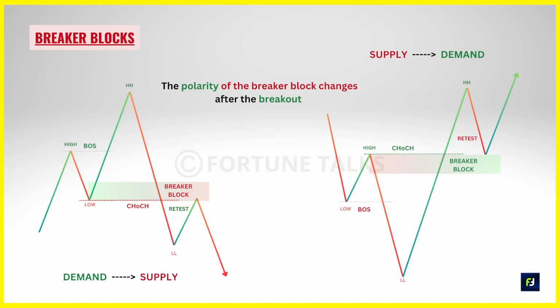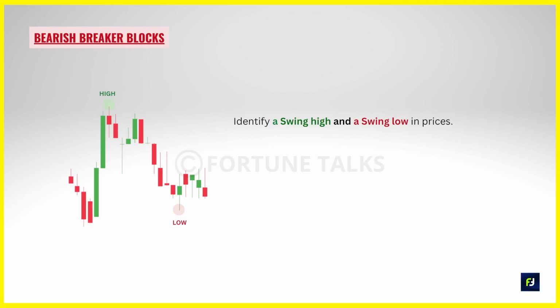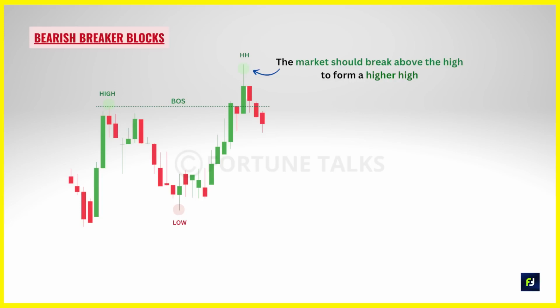But let's dive deeper into the entire process. We will begin our discussion with a bearish breaker block. For identifying a bearish breaker block, first we need to identify a swing high and a swing low in prices. Then, the market should break above the high to form a new higher high.